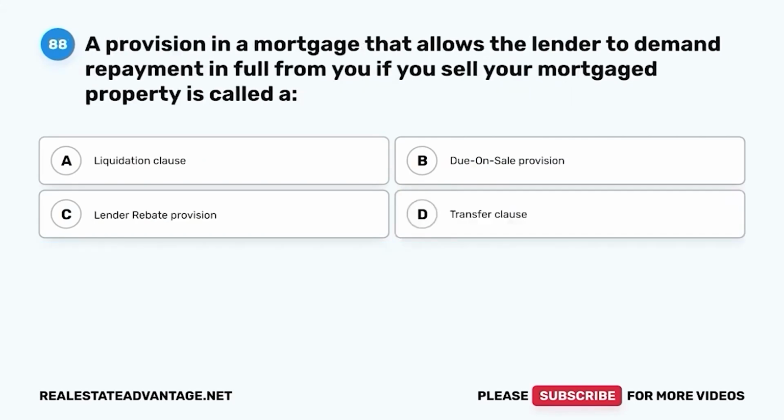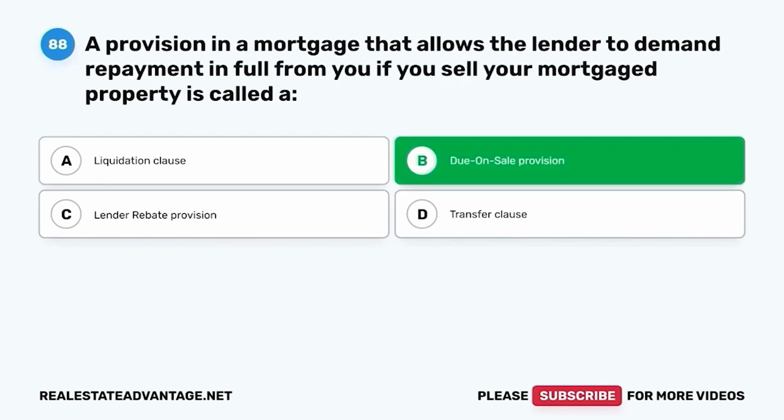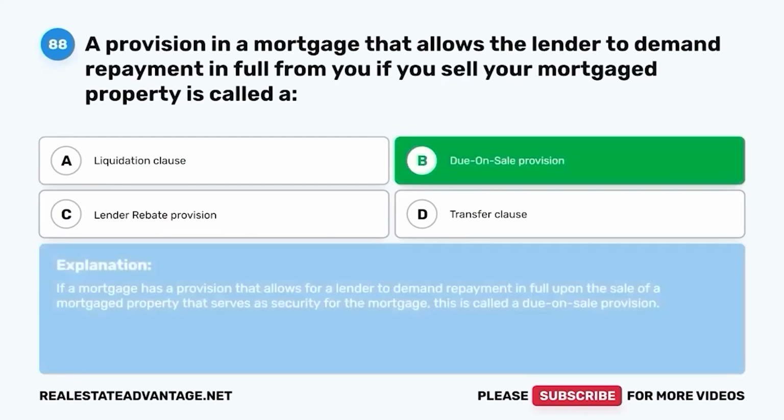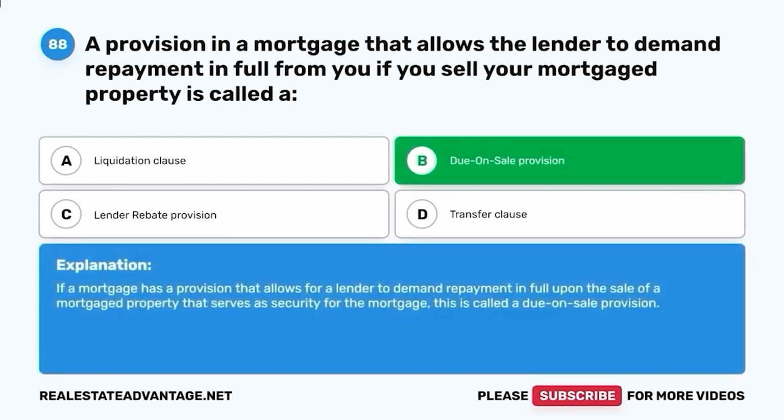Question 88. A provision in a mortgage that allows the lender to demand repayment in full from you if you sell your mortgage property is called A. Liquidation clause. B. Due on sale provision. C. Lender rebate provision. D. Transfer clause. The correct answer is B. Due on sale provision. If a mortgage has a provision that allows for a lender to demand repayment in full upon the sale of a mortgage property that serves as security for the mortgage, this is called a due on sale provision.